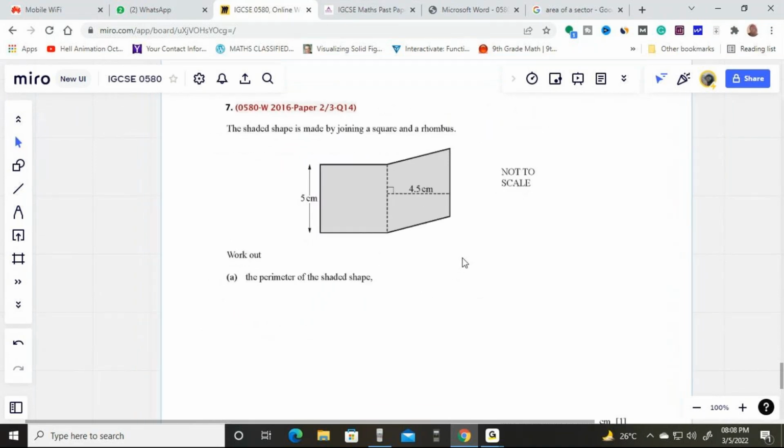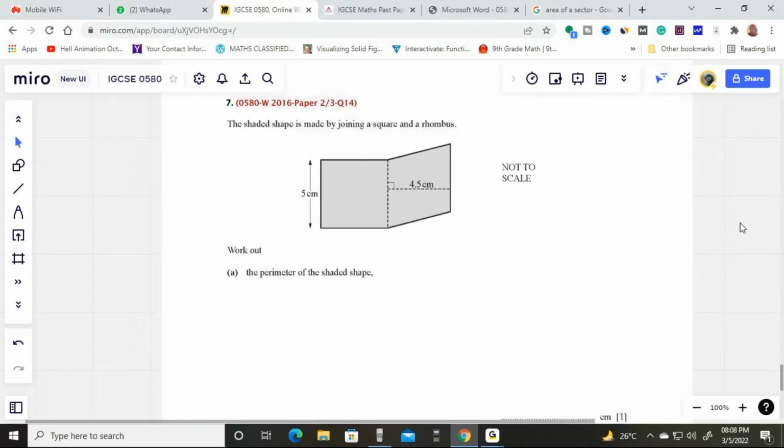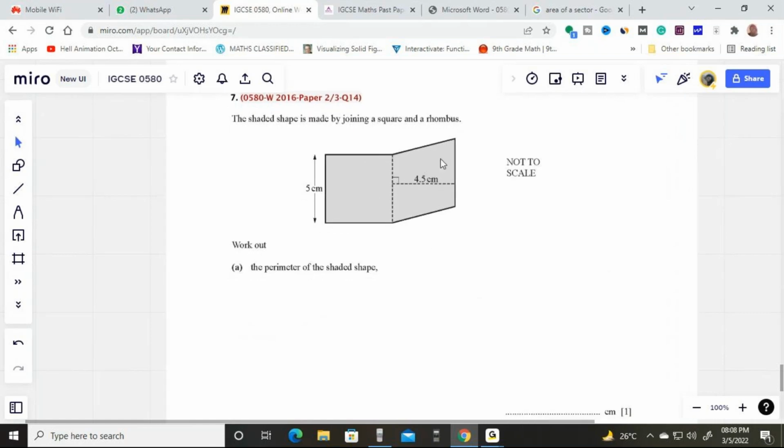Okay, now here, a shaded shape is made by joining a square and a rhombus. This is a square and this is a rhombus. Work out the perimeter of the shaded shape. You see, what is your rhombus? A rhombus is a tilted square. All the sides of the rhombus are the same. This is 5, this is also 5, 5, 5, 5, 5, 5. And a parallelogram is a tilted rectangle. I hope you know this. So just like a square, a rhombus also has equal sides.